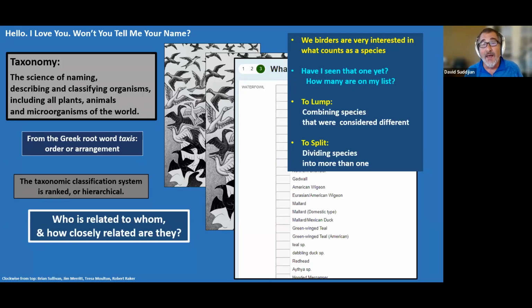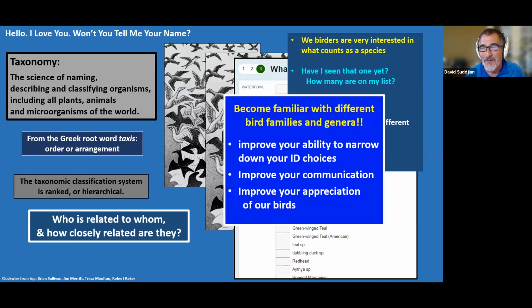Ironically, the lump of the Pacific slope and Cordilleran flycatcher was a reversal of a split that happened, I think, in the 1980s, early 80s, I believe, when the Western flycatcher was divided into Cordilleran and Pacific slope, but then it was relumped again. So it's a give and take in the birding world.